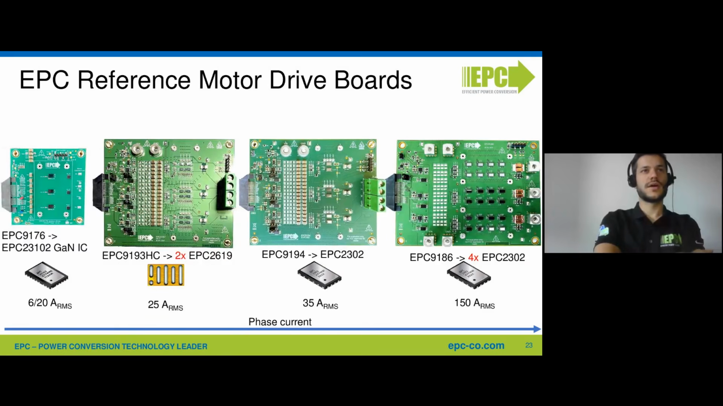monolithic integrated circuits, which is still a monolithic integrated device, but a cheaper one because it's a little more resistive. And then we have the reference design boards that are using the discrete FETs. So in the center, you will see EPC 9193 HC. It's available in two versions, a version with a single FET, EPC 2619, which is a very, very small FET, and also a version with two parallel devices. So it's an example of a parallel device board.